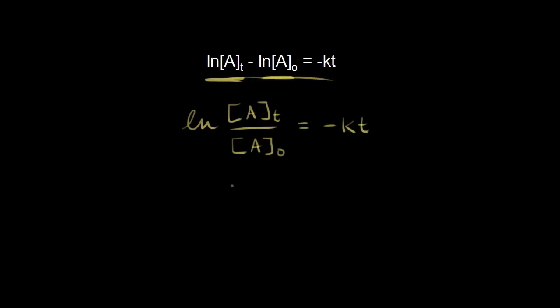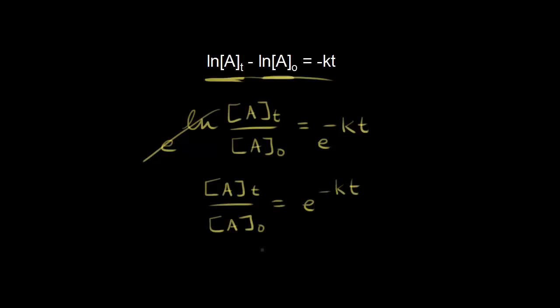Next, we need to get rid of our natural log. So we're going to exponentiate both sides. We're going to take e to both sides here, and that's going to get rid of our natural log. Now on the left side, we have our concentration over the initial concentration. On the right side, we have e to the negative kt. So we're going to multiply both sides by the initial concentration of A. So we get that our concentration of A at time t is equal to the initial concentration of A times e to the negative kt.